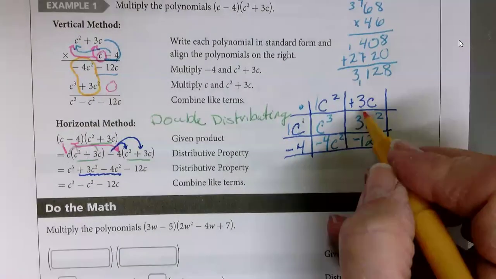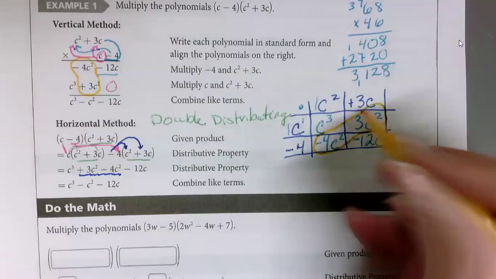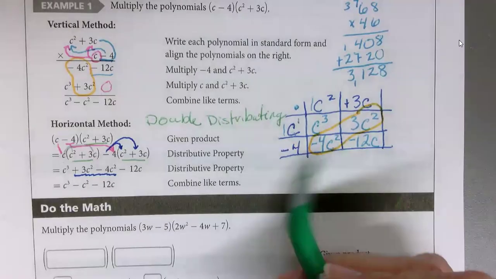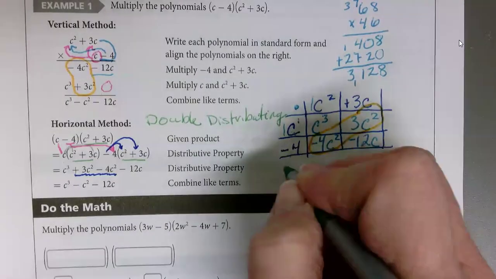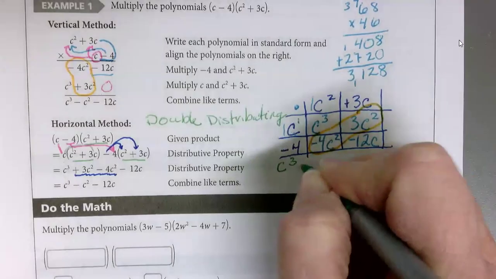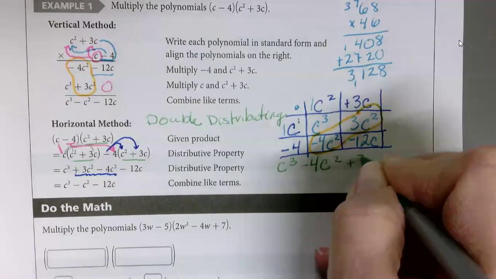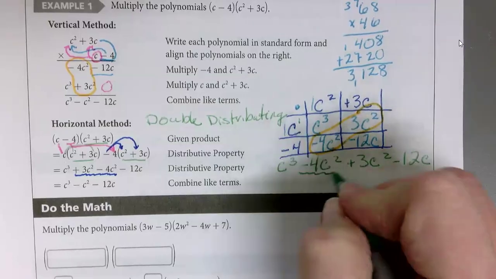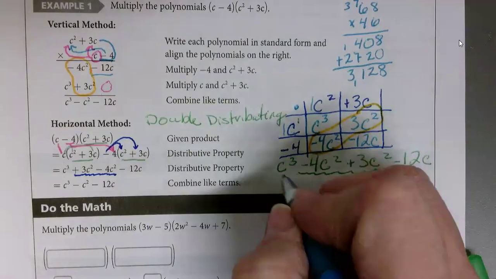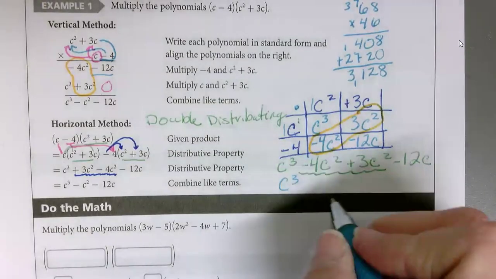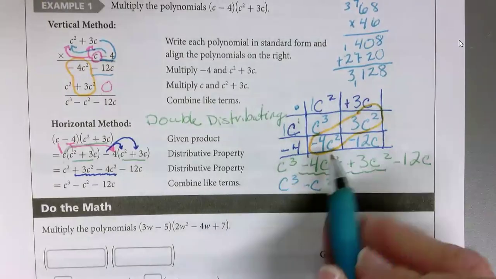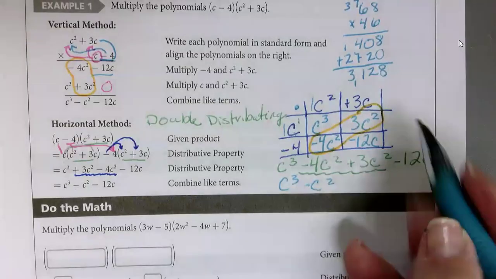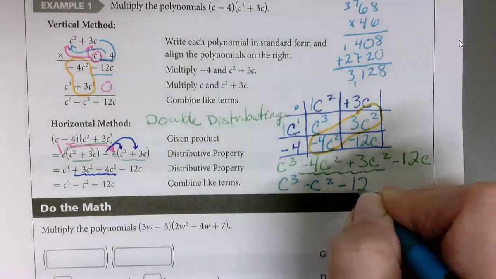Always check to see if we have any like terms. I see I've got c squareds as like terms. And so then I'm going to write all 4 of those down so that I can combine my like terms. So I've got c cubed minus 4c squared plus 3c squared minus 12c. And then I'm going to combine those until I get to my final answer, because negative 4 plus 3 gets me closer to 0, but not quite. I'm at negative 1c squared minus 12c.